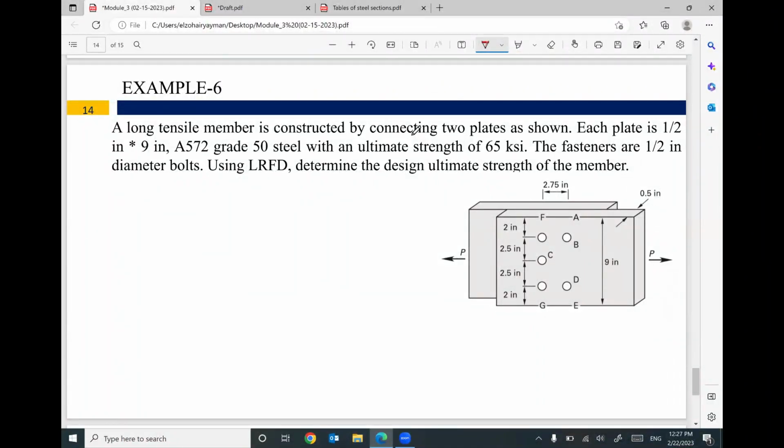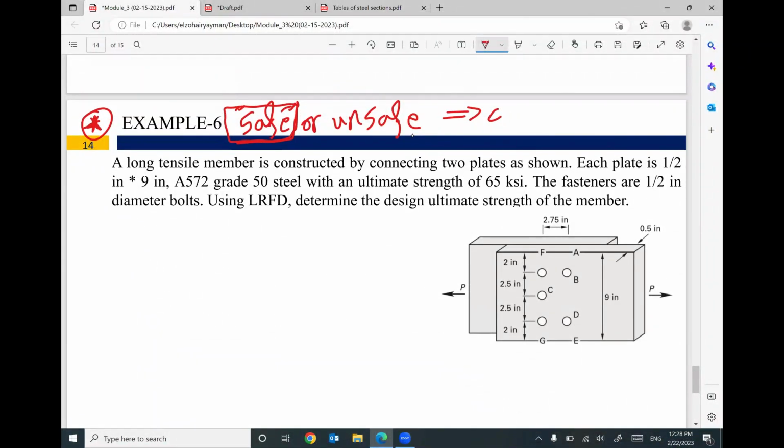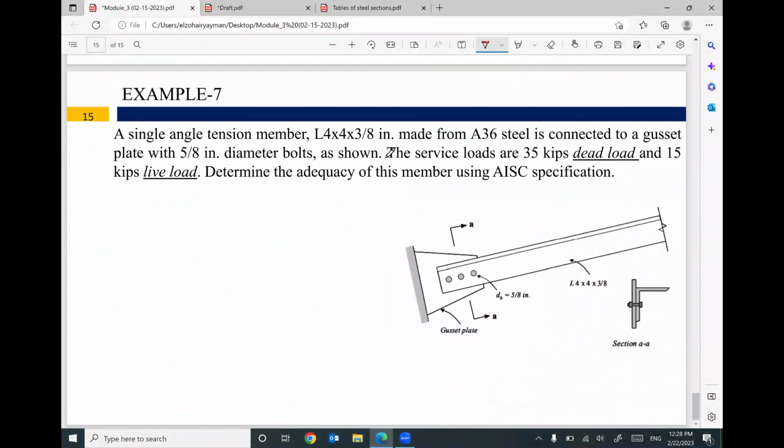We have 2 examples. I will cover them today. One, to make sure your member is safe. So looks like everything is given, but I need you to give me safe or unsafe. So in this case, we are making a check. Everything is given. But the second one, no, we need to design. This is a real life design example.